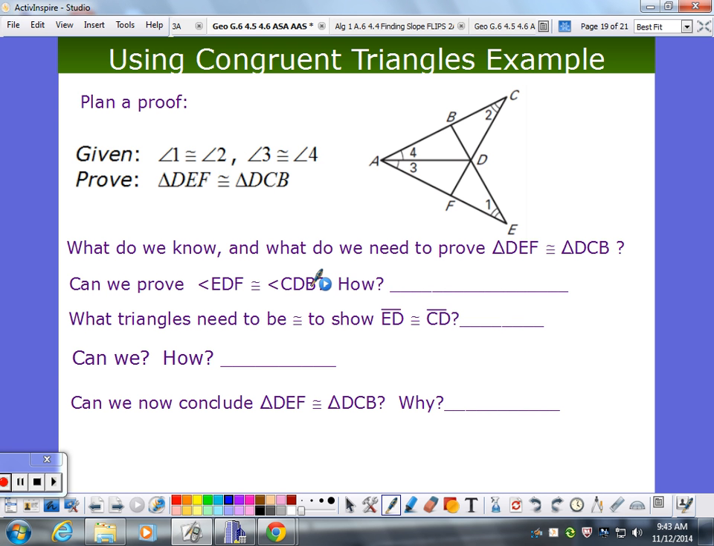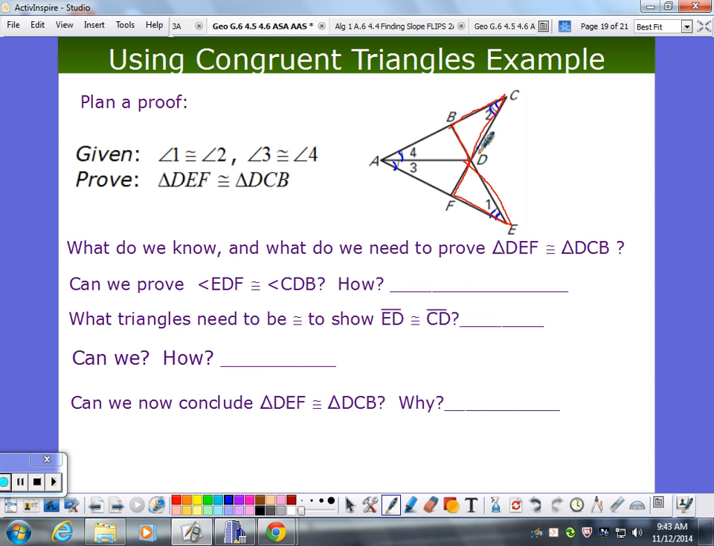This one's a little tougher. Let's see, what do I have here? This one we need our thinking caps. Angle 1 is congruent to angle 2, and angle 3 is congruent to angle 4. Now what am I trying to prove here? I am trying to prove that DEF, this triangle, is congruent to DCB, that triangle. This one's a little tough.